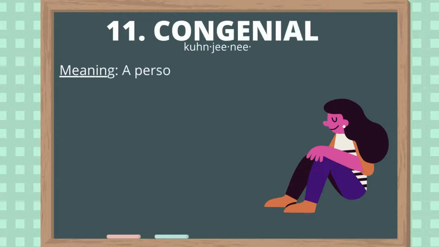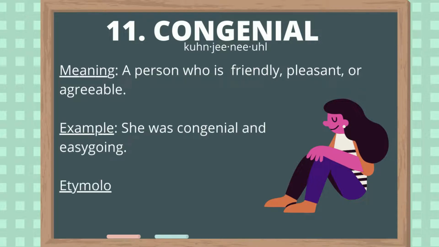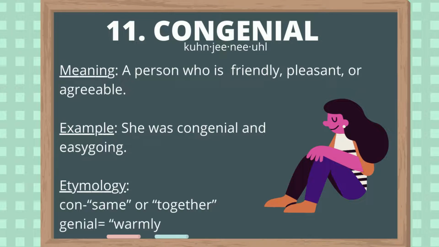Number 11. Congenial. A congenial person is someone who is friendly, pleasant, or agreeable. For example, she was congenial and easygoing. Congenial has been derived from the words con, which means same or together, and genial, which means warmly and pleasantly cheerful.